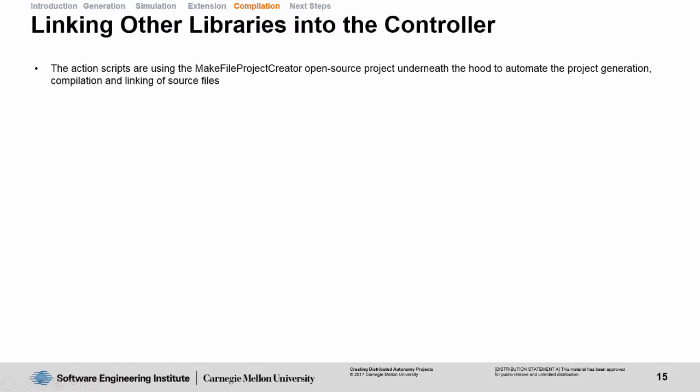Next, let's talk about how to link to other libraries in your controller. These might be your own custom libraries or other libraries that you have from other vendors out there. The action scripts use what's called Makefile Project Creator under the hood. This is an open source project that you yourself can use to make your own projects if you like, but it helps to understand a little bit how it works in order to configure your GAMS generated project.